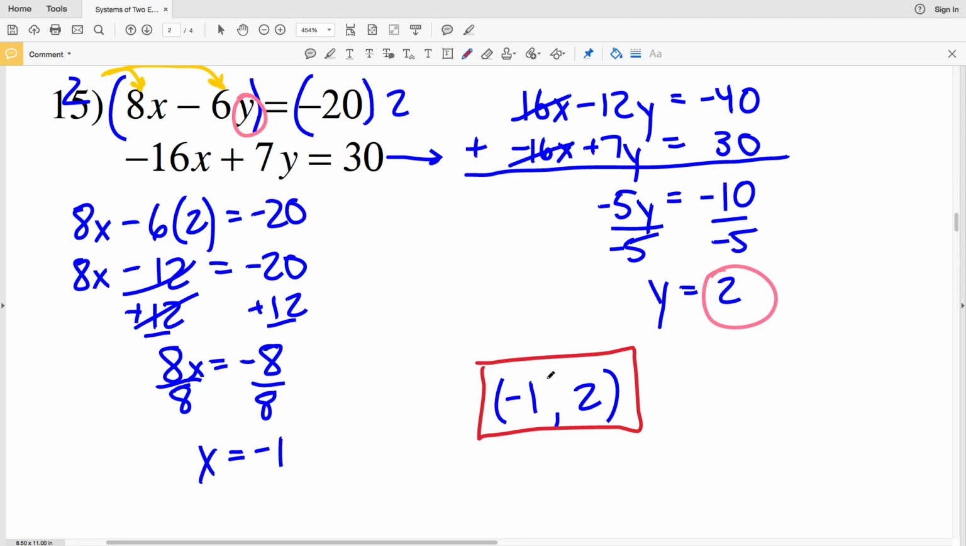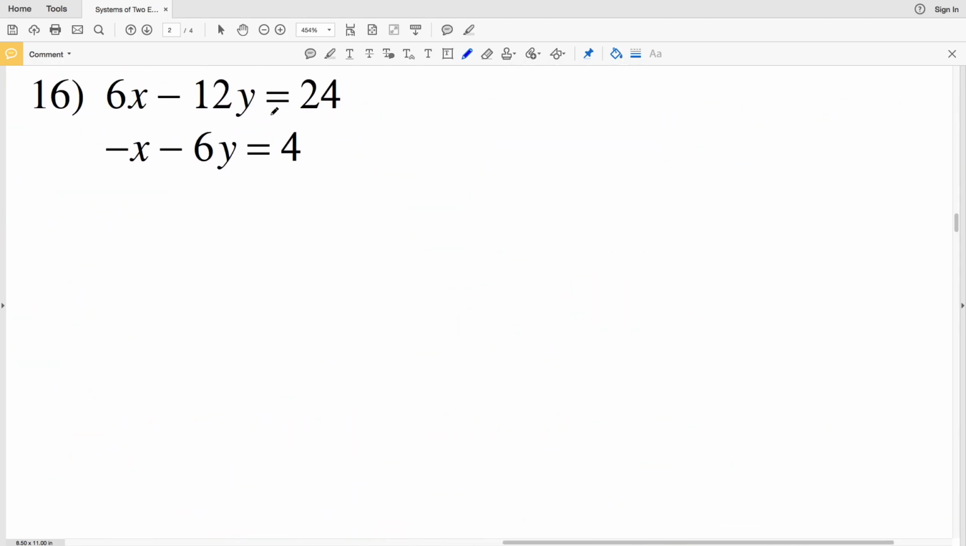Let's continue on to number 16. In number 16, we have 6x minus 12y equals 24, and we have negative x minus 6y equals positive 4. Now note, 6, 12, and 24 are all divisible by 6. So let's divide this left-hand side by 6 and the right-hand side by 6. In doing that, 6x divided by 6 is 1x, or x, minus 12y divided by 6 will be minus 2y, and then 24 divided by 6 is 4.